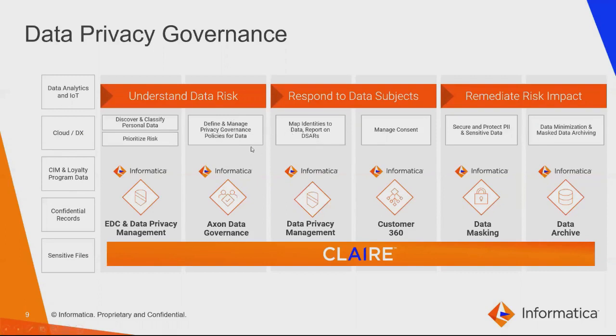Then once the risk is identified and understood, responding to the data subjects can be done through mapping the identities to data and reporting using data subject access requests in Data Privacy Management, and consent management can be done in Customer 360. Once the data subject is addressed through the response, the next step is the remediation of the risk that has been identified, to secure and protect the sensitive data using the data masking solution, along with any action taken on data minimization and data archiving, based on the remediation steps or actions taken through the data governance program.